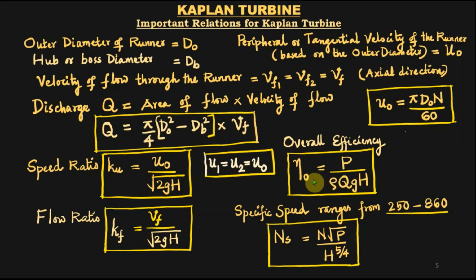Overall efficiency is the ratio of shaft power to water power. Overall efficiency eta0 is equal to shaft power P divided by water power rho Q g H.